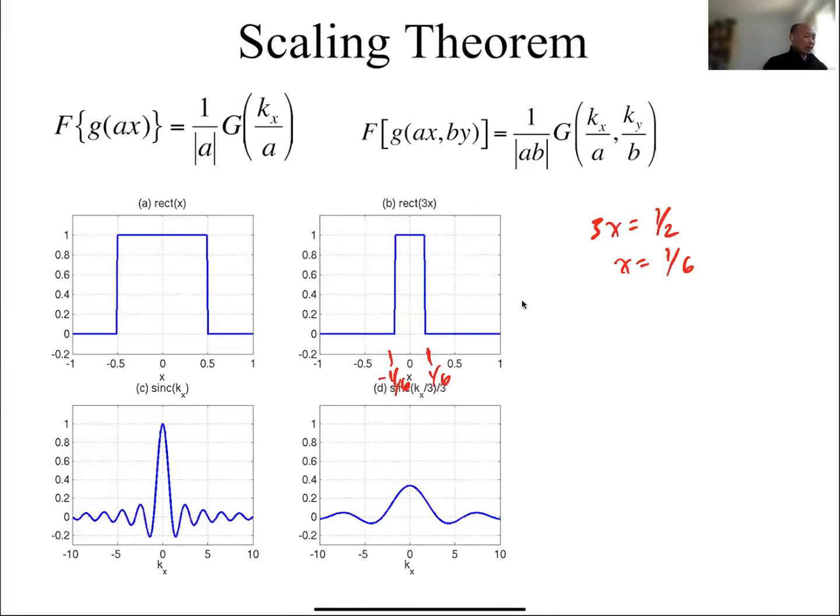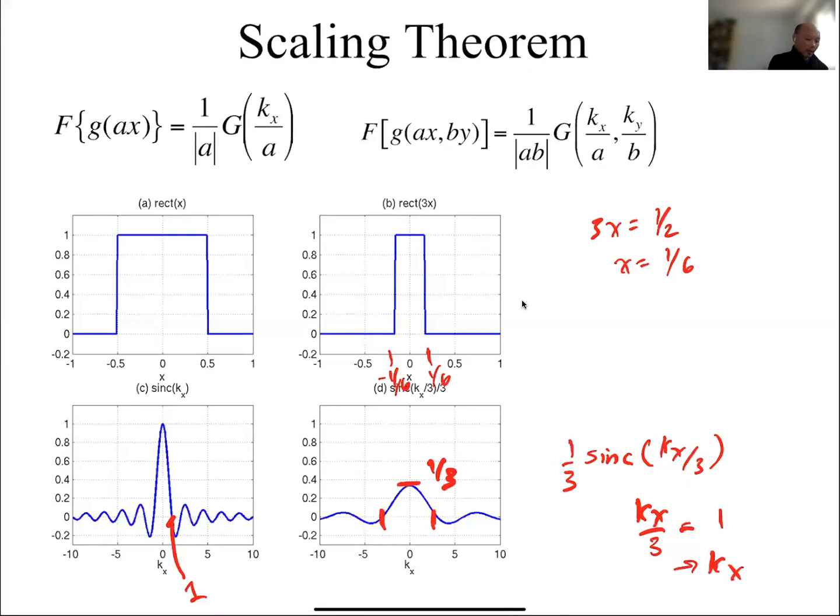We know that rect goes to sinc, right? And according to this, then this must go to 1/3 sinc of kx over 3. So let's look at sinc of kx over 3. For one thing, the height goes from 1 now to 1/3, right? Because we've multiplied by 1 over 3. And now let's look at where the zeros are. Okay, remember, the first zero of this is at 1, right? But if I look at the zero, the first zero is going to be kx over 3 equals 1. So that's when kx equals 3. And in fact, the first zero of this is at 3, and there's one at minus 3.